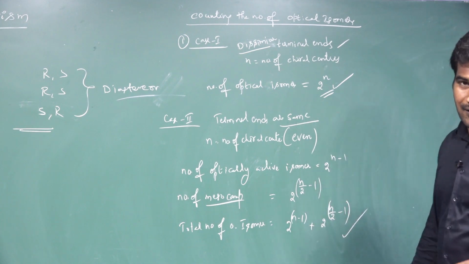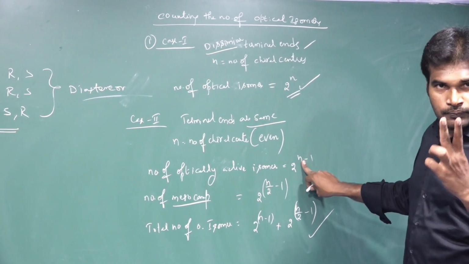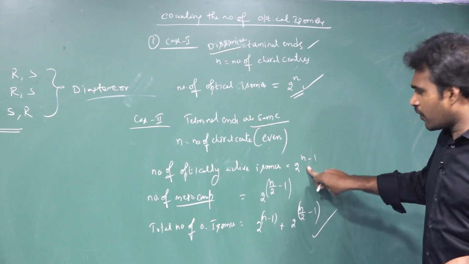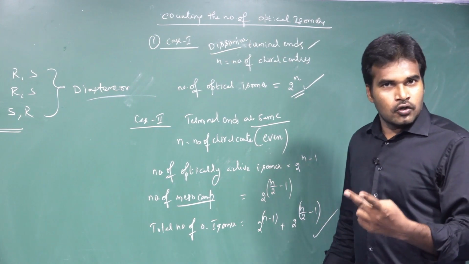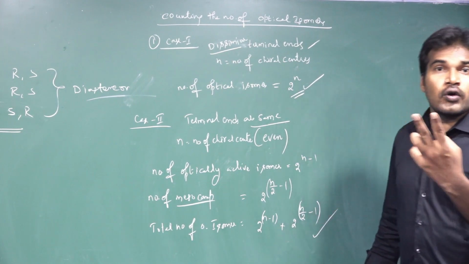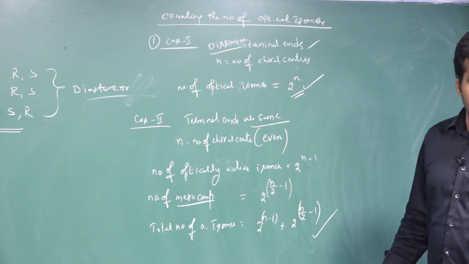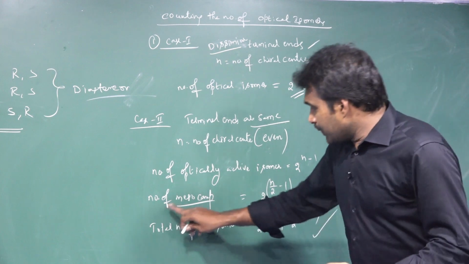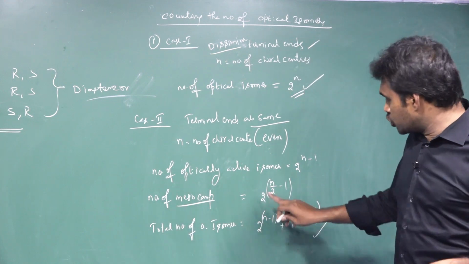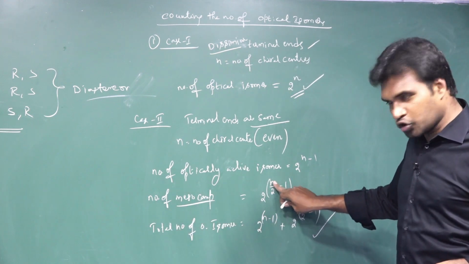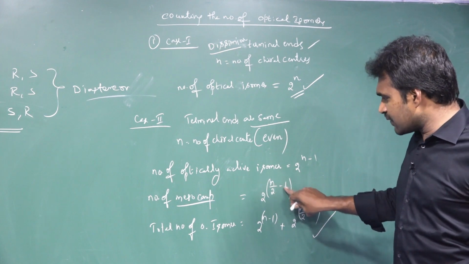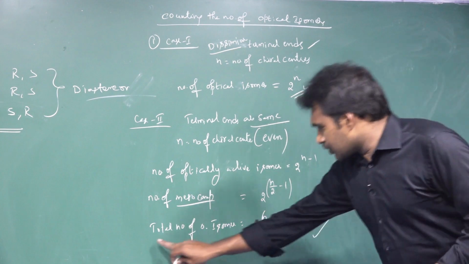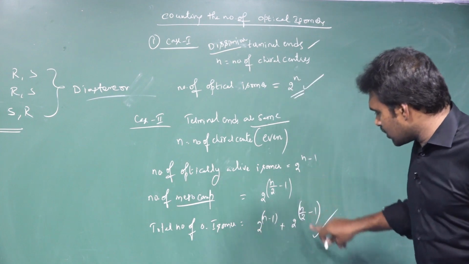So apply for tartaric acid. N value is what? 2. So number of optically active isomers 2 power 2 minus 1 is 2 power 1, that is 2 optically active isomers are there. Only 2 are there. Next, number of meso compounds 2 power n by 2 minus 1. N means 2 here. 2 by 2, 1. 1 minus 1, 0. Anything to the power of 0 is 1. Okay. Next, total number of isomers 2 plus 1, total 3 are there.